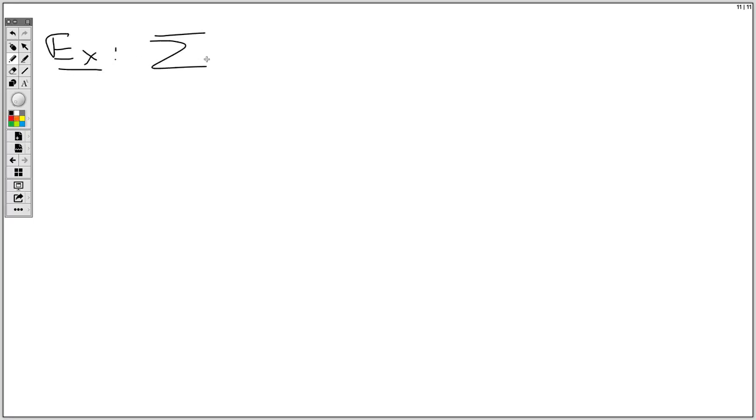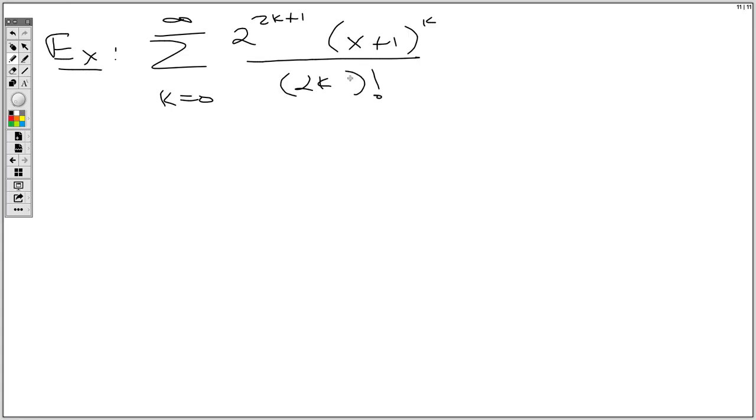We're looking at the sum, k goes from 0 to infinity, of 2 to the 2k plus 1 times x plus 1 to the k over 2k factorial. All right, so a nice little power series.